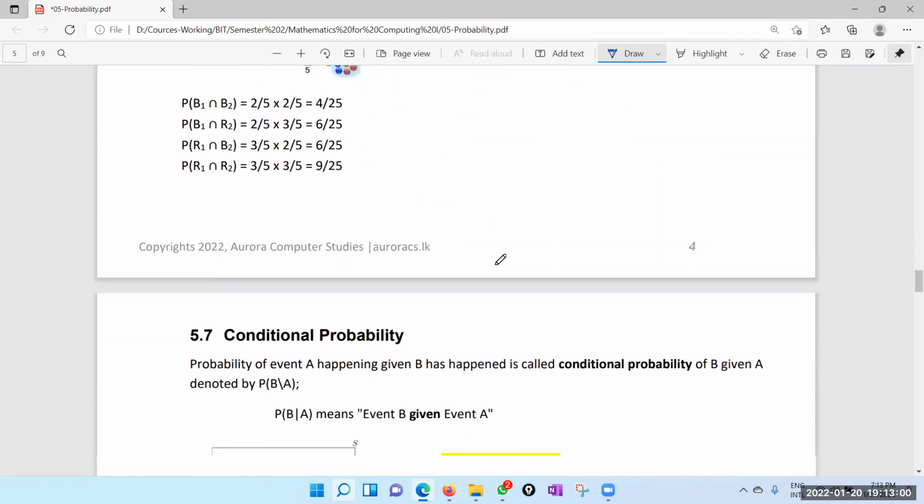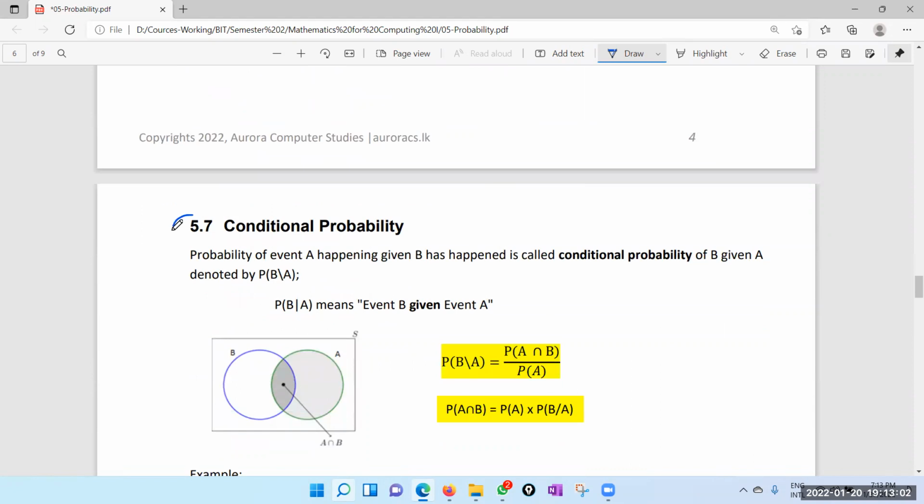So today we are moving to conditional probability. So that is sort of our final topic. Then we have the Bayes theorem. Then now syllabus is over. So conditional probability means, say, probability of A given or probability of B given A happens is called conditional probability.